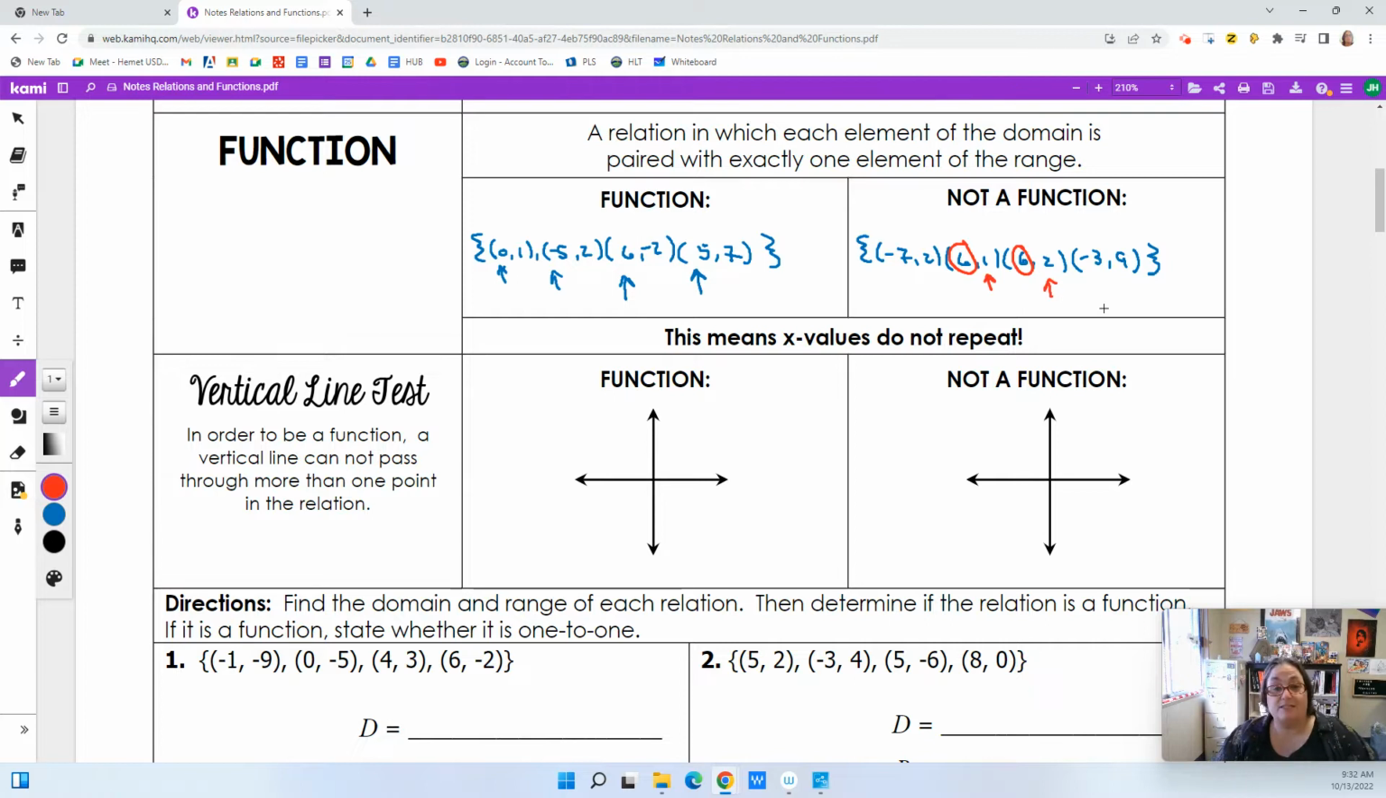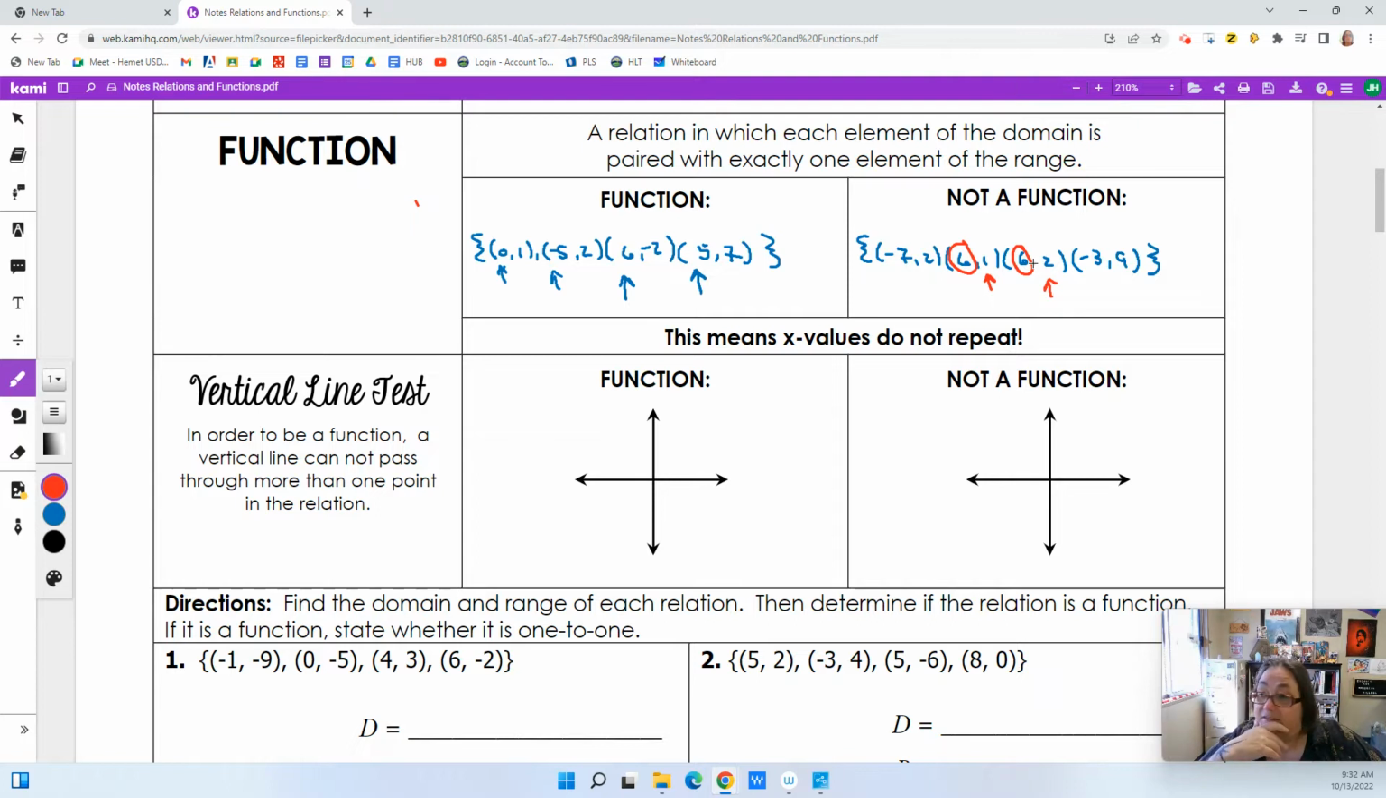What a function says is that when I put in a value for X, in this case 6, I should only get one Y back out. So I couldn't have a (6, 1) and a (6, 2). Because what these points say is if I put in 6 for X, I'm going to get 1 back out, or I'm going to get 2 back out. And that doesn't work with a function. You can only have one solution.